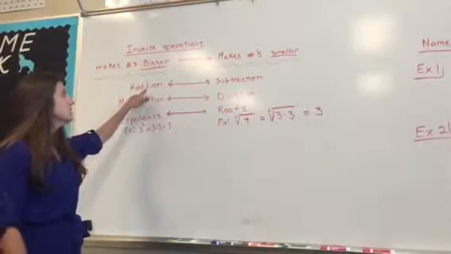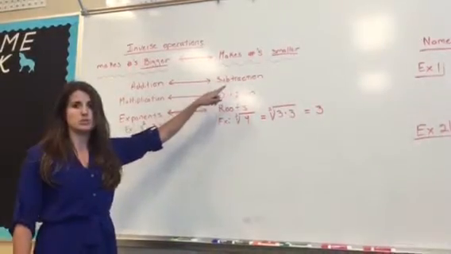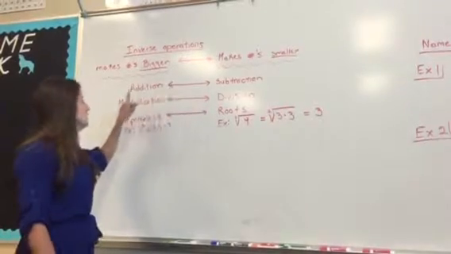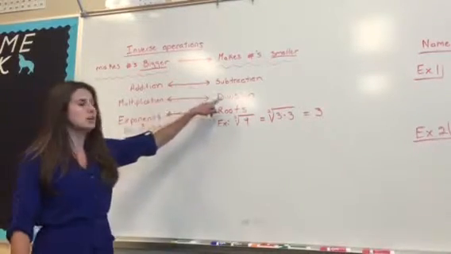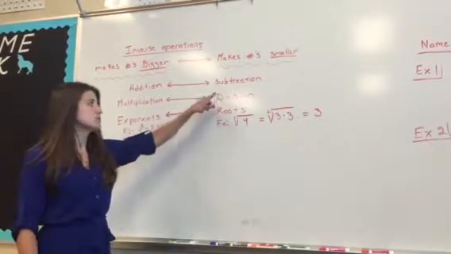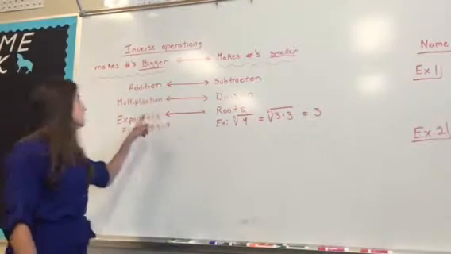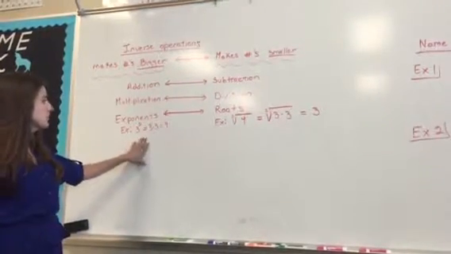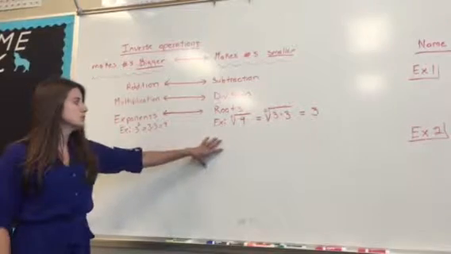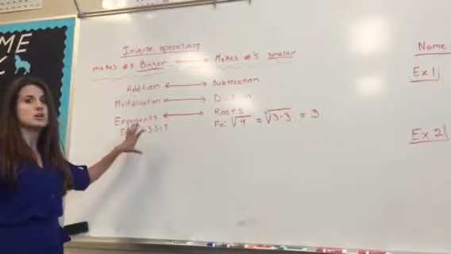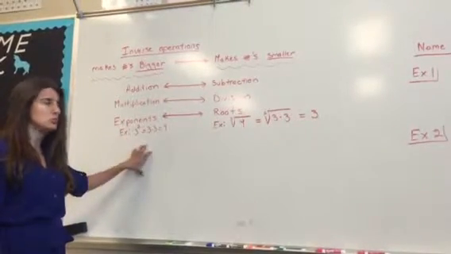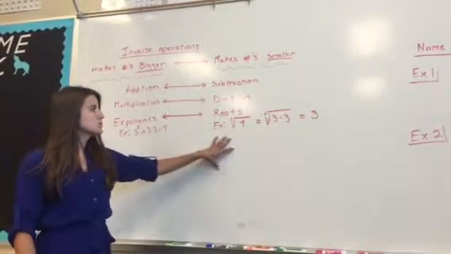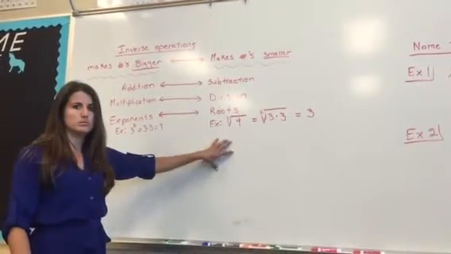So, addition is the inverse operation of subtraction. So they're opposites of each other. Multiplication is the opposite of division, and vice versa. Division is the opposite of multiplication. And then lastly, exponents are the opposites of roots. So examples of exponents are square, cube, and then roots, the opposite would be square root, cube root.